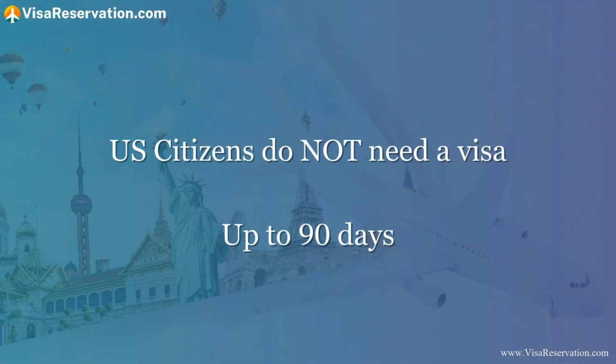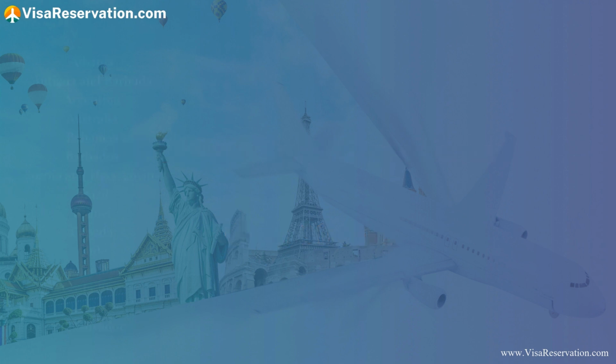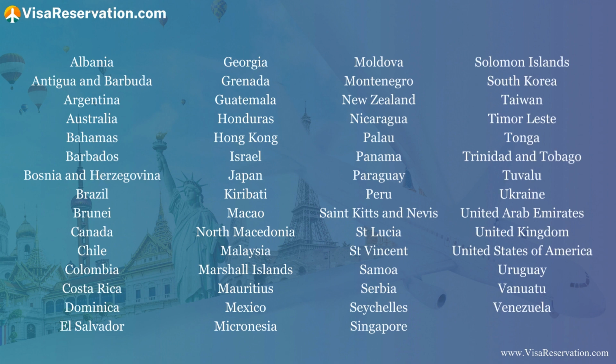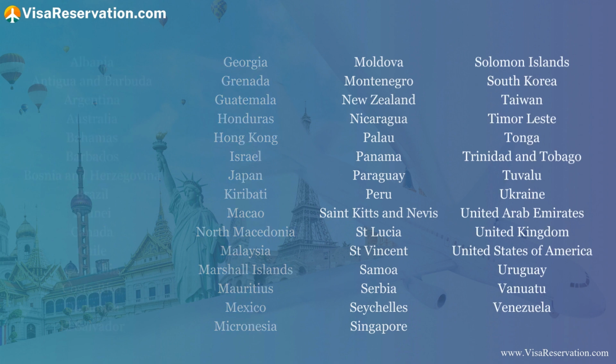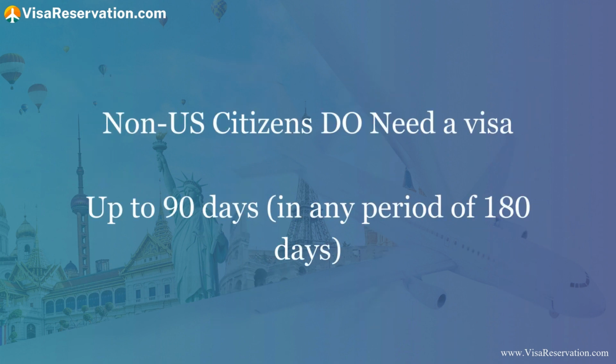Before you even start an application for a Schengen visa for Austria, it's important to note that if you're a US citizen and plan to go to Austria for up to 90 days, you do not need a visa. In fact, over 50 countries can travel to Europe visa-free. However, if you're a non-US citizen living in the United States, you will need a visa to travel to Austria for up to 90 days.